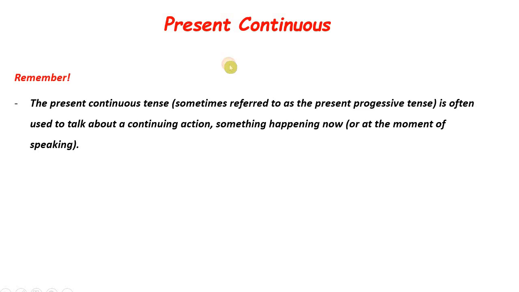In this video we are dealing with the present continuous. So what is the present continuous? It is sometimes referred to as the present progressive. It is often used to talk about a continuing action, something happening now or at the moment of speaking.